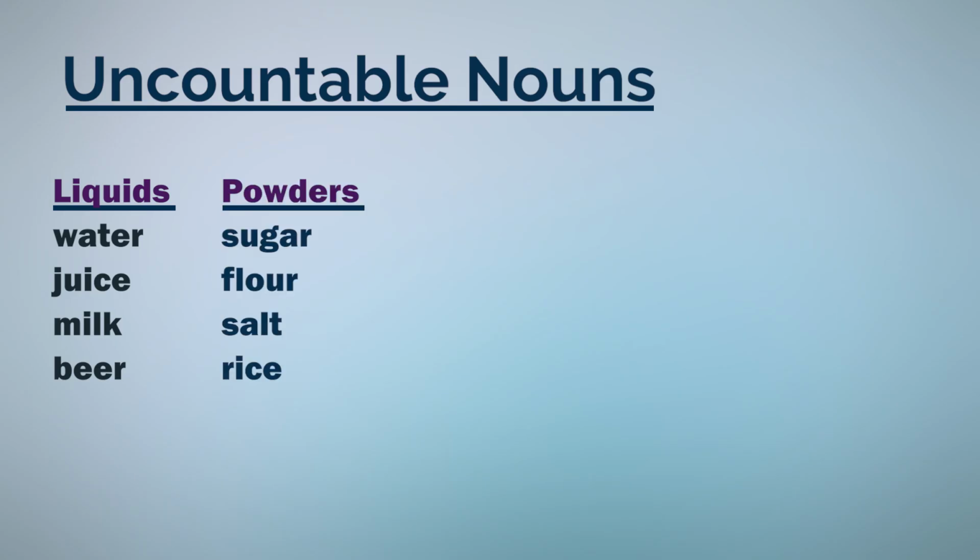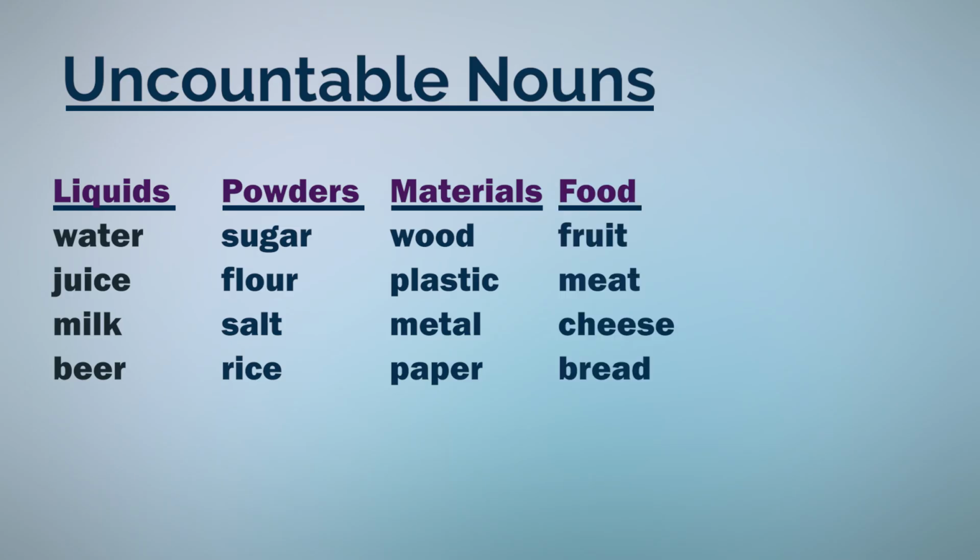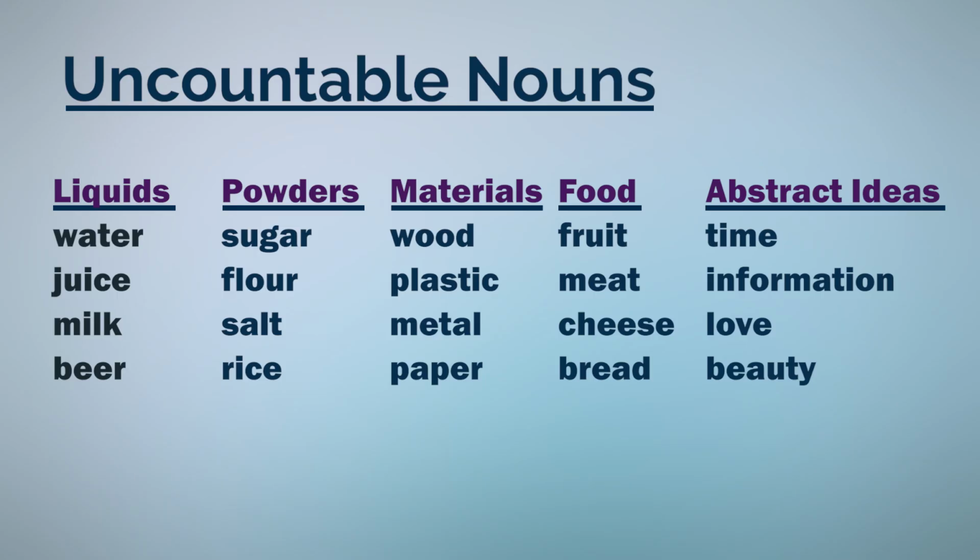Powders, sugar, flour, salt, rice. Uncountable words as well. Materials such as wood, plastic, metal or paper. Food as well, like fruit, meat, cheese and bread. And finally, abstract ideas like time, information, love, and beauty.